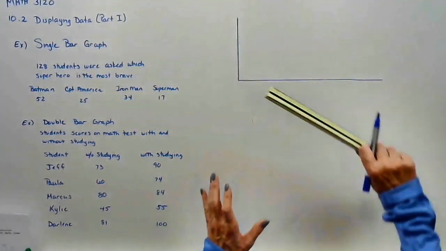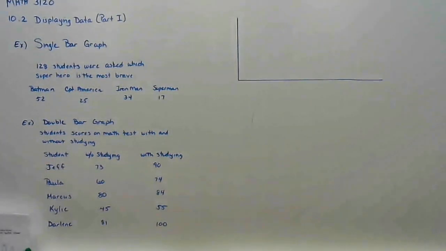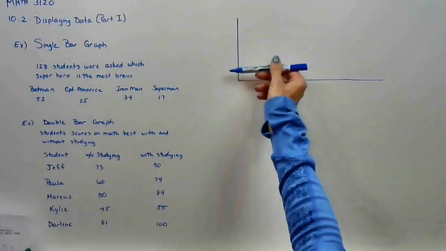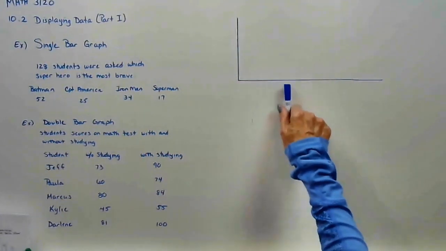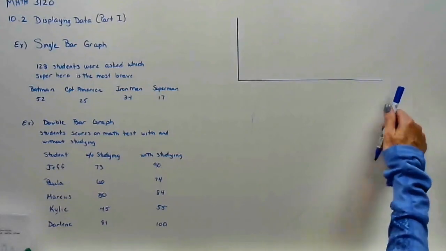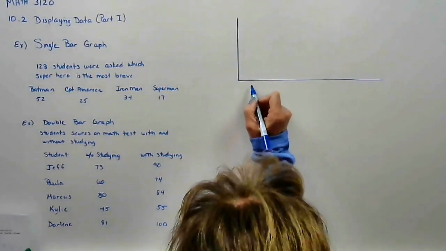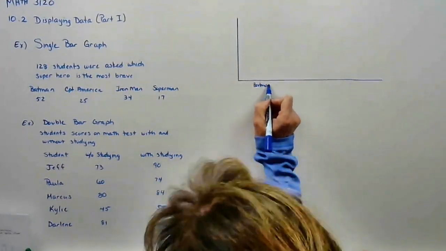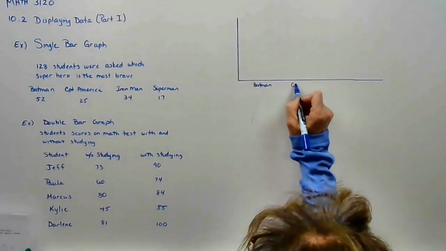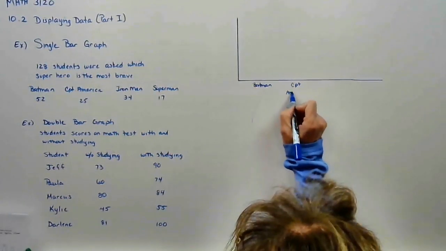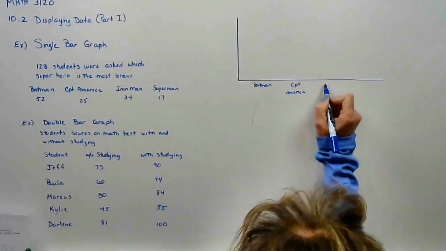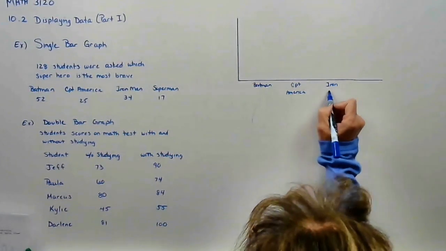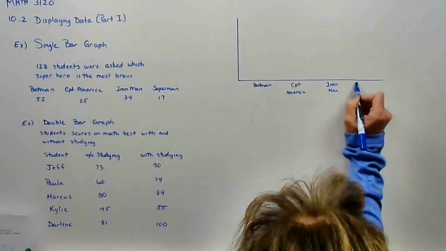And it really doesn't matter which one you put along which axis as long as they're labeled. But the general, sort of universal idea is make sure you put the numbers up the side and what you're comparing along the horizontal. So we might have Batman, Captain America, Iron Man, and Superman.